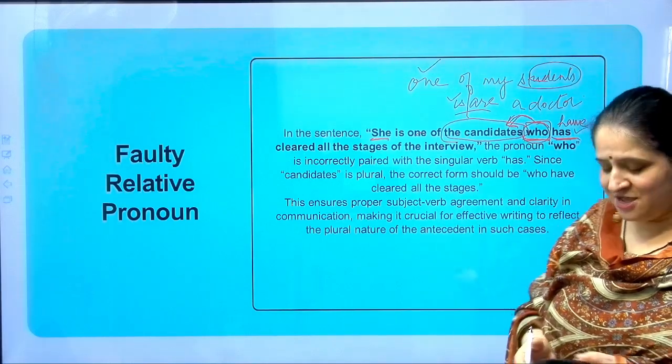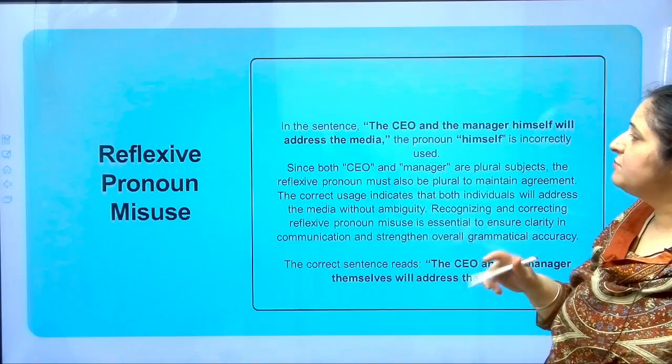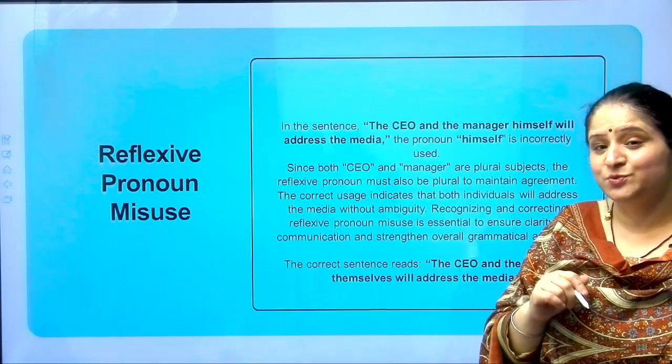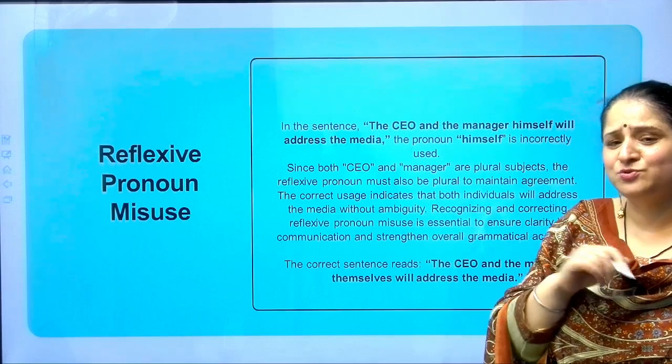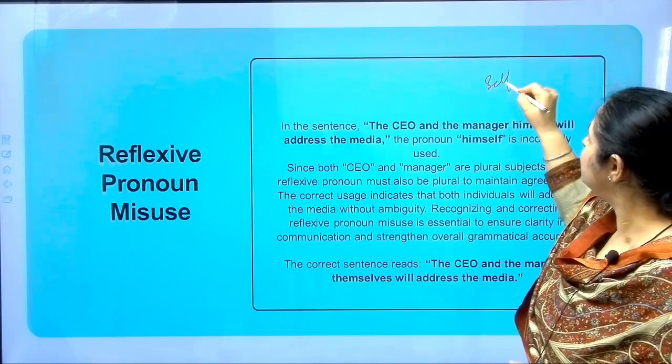Is that clear, students? Alright, let's go to the next slide. The next slide talks about reflexive pronoun misuse. Now you know that reflexive pronouns are used by adding self or selves.